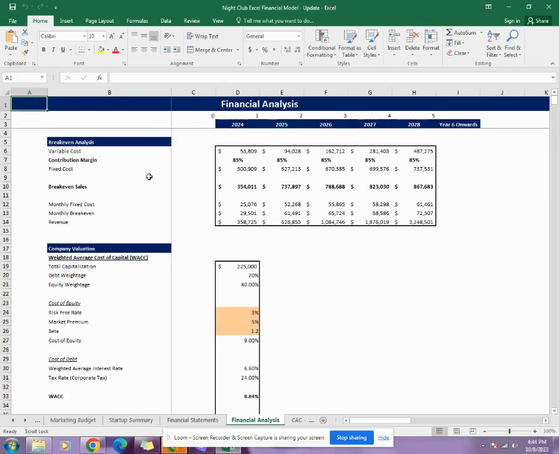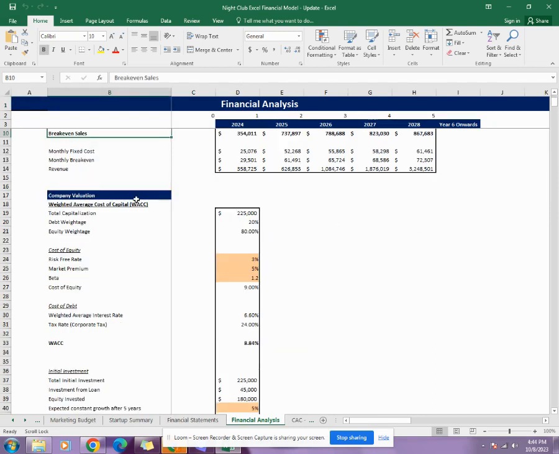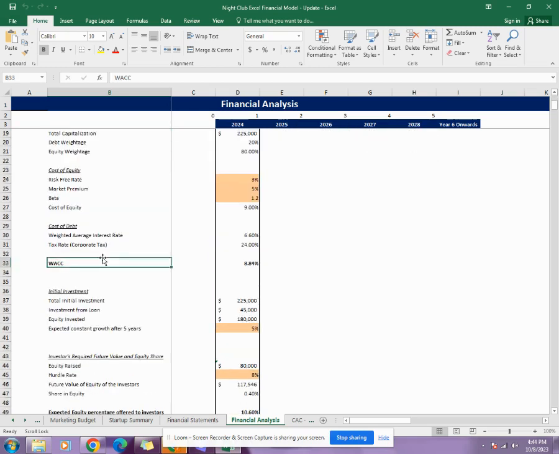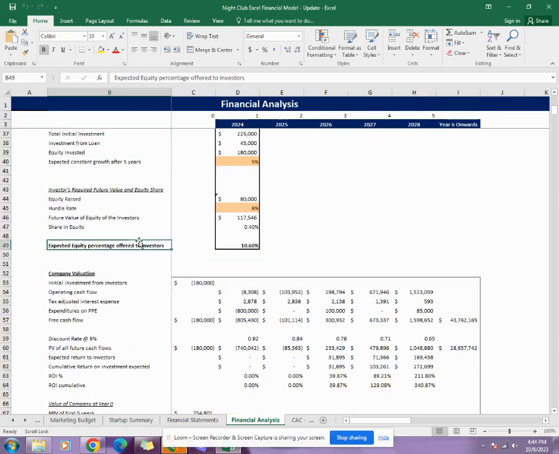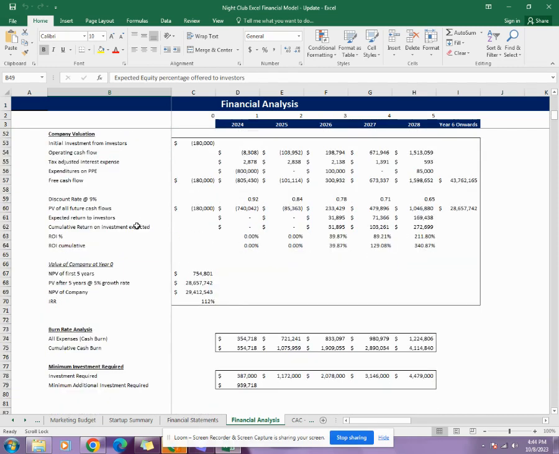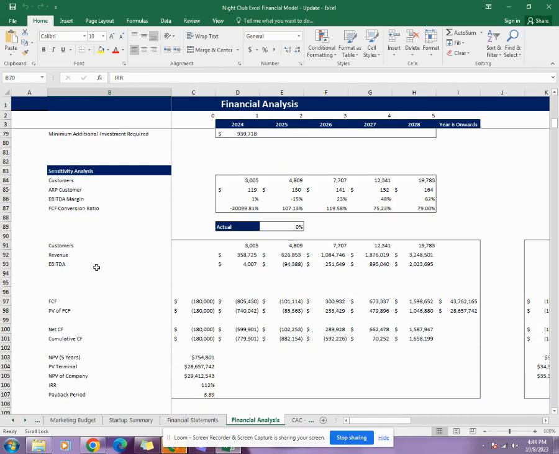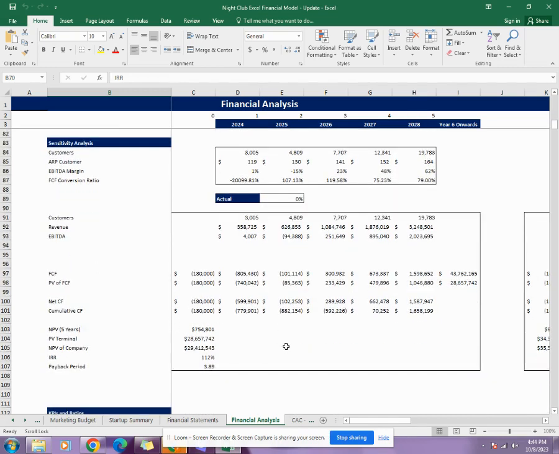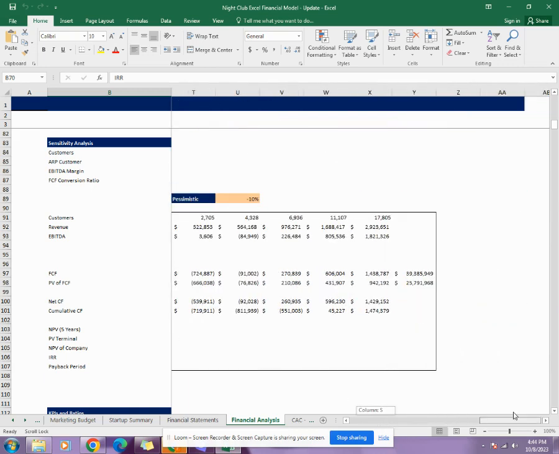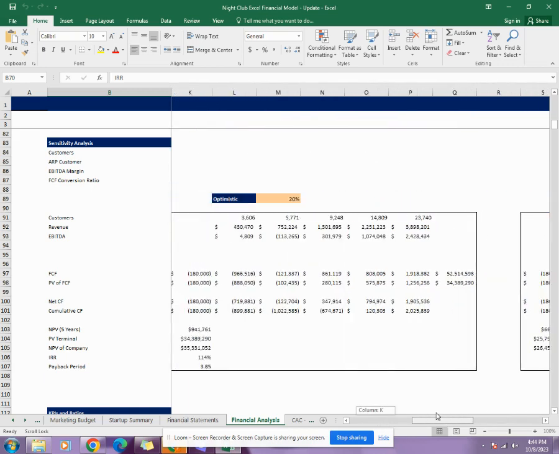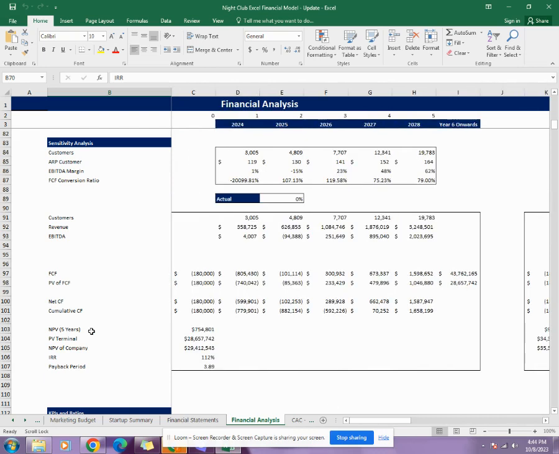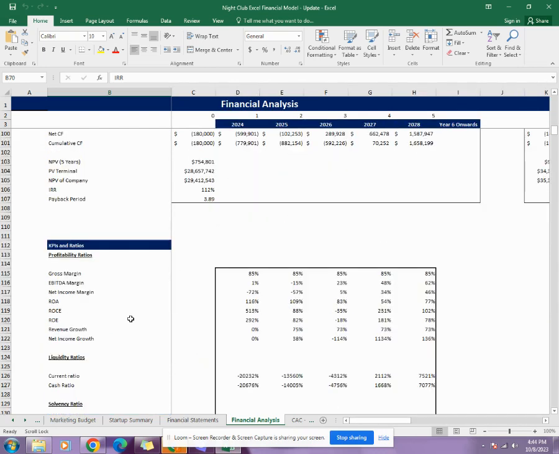Coming towards the financial analysis sheet, this gives you the break-even analysis, which tells you about the break-even sales of the business, the company's valuation, which gives you the WACC of the business, as well as the expected equity percentage that could be offered to the investors. It also tells you about the company's NPV and IRR. Then comes the sensitivity analysis. The sensitivity analysis is based on three different scenarios that are actual, optimistic, and pessimistic, as you can see over here. These show the payback period of the business in these three different scenarios.